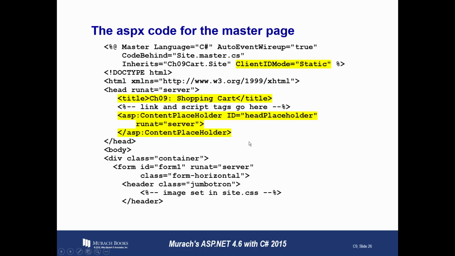So, what we see here is the ASPX code for the master page for the shopping cart app. In the head element there's a link and script tags that are needed by all pages in the application. They're not shown here to save space, but they are shown in the actual code itself. All right, and if you say, what does that mean?